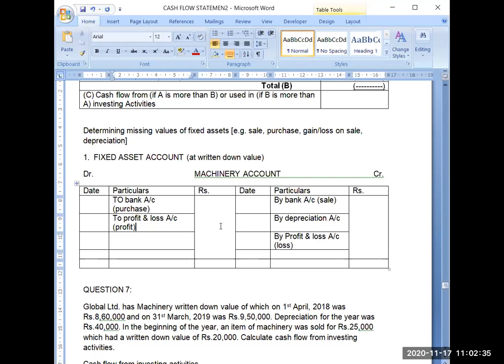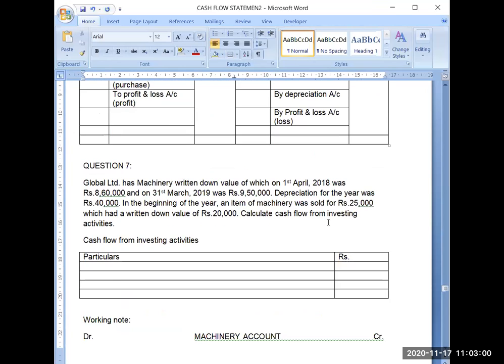Okay. So these are the major entries in any fixed asset account. Here I have taken, for example, the machinery account, but in every fixed asset account, these will be the major entries. For intangible assets, it can be the same case, but instead of writing depreciation, we will just write by amortization. Okay. Now let's see this question.